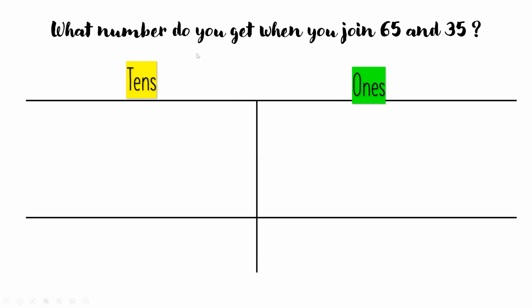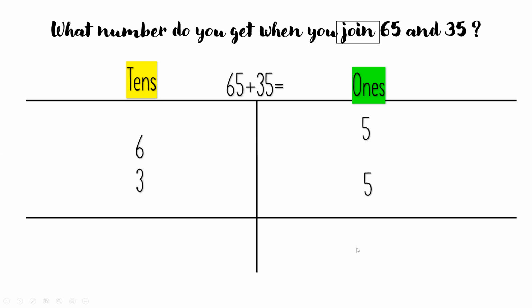What number do you get when you join 65 and 35? In this problem, our addition word is join. When we see the word join, we know we are going to add. So we are going to add together 65 plus 35. And we're going to set up our problem and break our numbers apart.